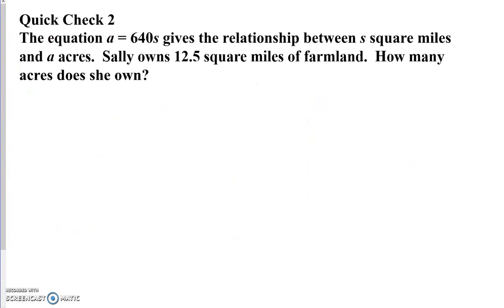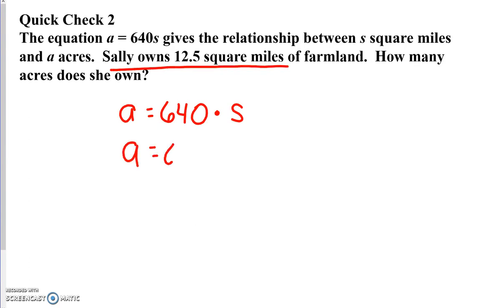Here's a real example of how a two-variable equation would work. A stands for the acres, and to figure out the number of acres, we take 640 times the number of square miles. It tells us that Sally owns a lot of land. She owns 12.5 square miles. So 640 times, it says change S into 12.5.